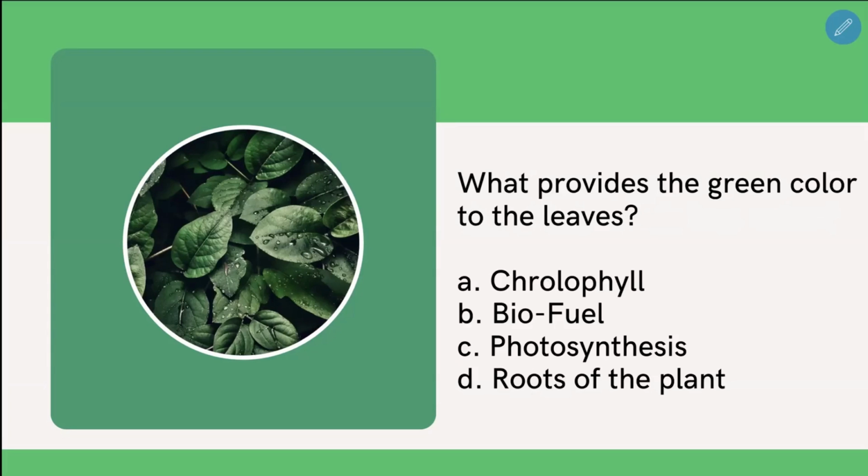Okay, moving on to the next one. I'm sure all the geniuses in my class would answer this as well. What provides the green color to the leaves? Is it chlorophyll, biofuel, photosynthesis, or D, the roots of the plants? Yes, that's correct. It's chlorophyll. Chlorophyll is a color pigment. In human bodies also we have a color pigment. Why do you think some of you are one color and others are another color? It's because we have a pigment in our body called melanin. So melanin gives color to the human body. Similarly, chlorophyll gives color to the leaves.